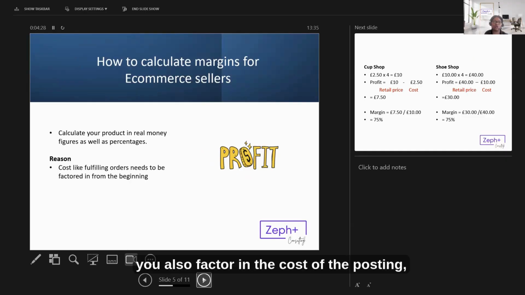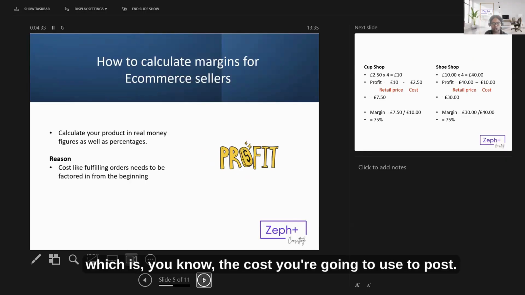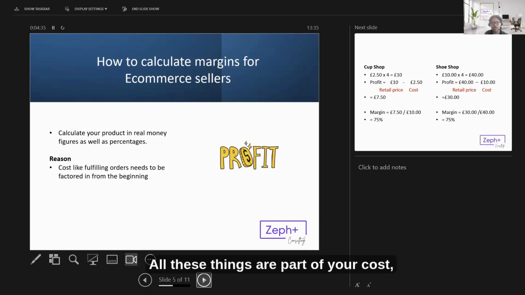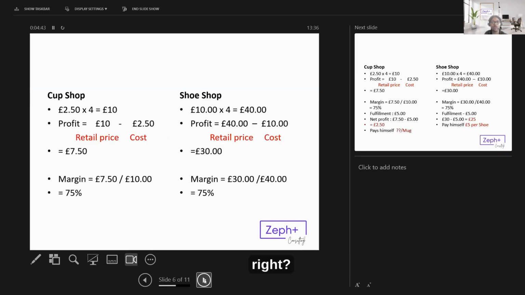You also factor in the cost of posting, which is the cost you're going to use to post, and also the material for packing it. All these things are part of your cost, which needs to be factored into each product when you're trying to determine the price. Right. So let me give an analogy to actually make it real to everybody.